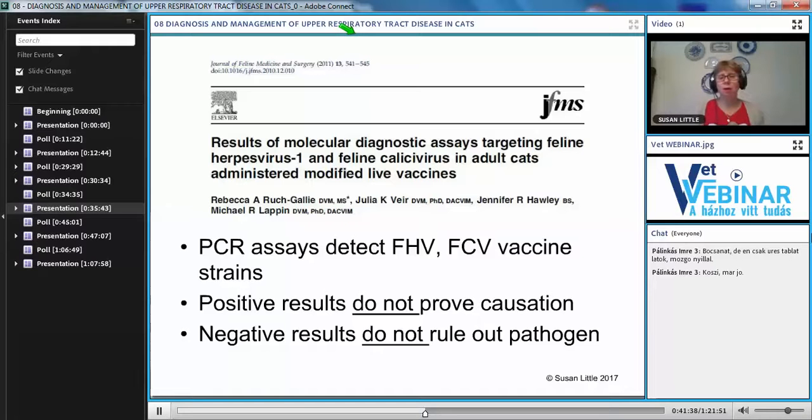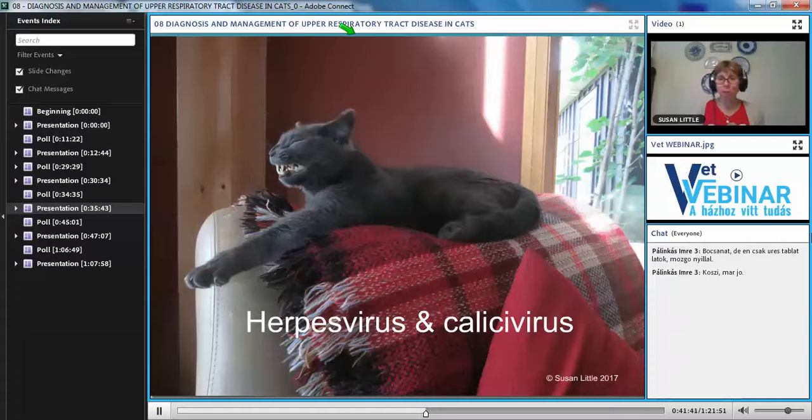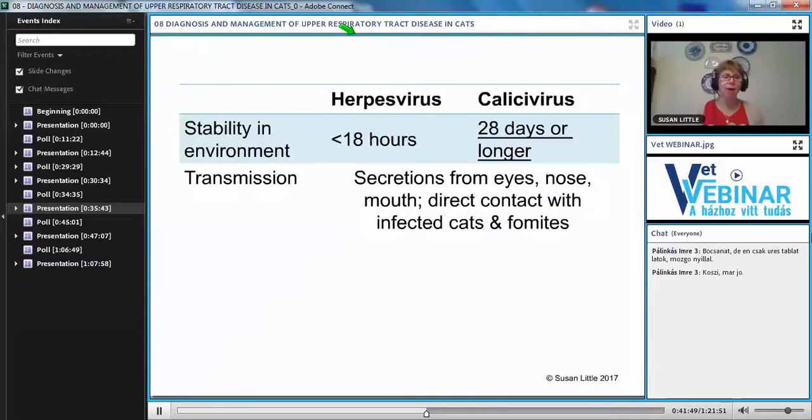So we've spent a fair bit of time talking about the antibiotic-responsive pathogens. Let's talk now about herpes virus and calicivirus, because they do represent 80 to 90% of the cases that we will see. So I want to point out some key factors for you that are differences between herpes virus and calicivirus. We looked at some of the clinical differences, the main one being that oral ulceration tends to be associated with calicivirus, whereas corneal ulceration tends to be associated with herpes virus. Otherwise, the clinical signs for the two viruses overlap, so it's not always clear which virus is involved.